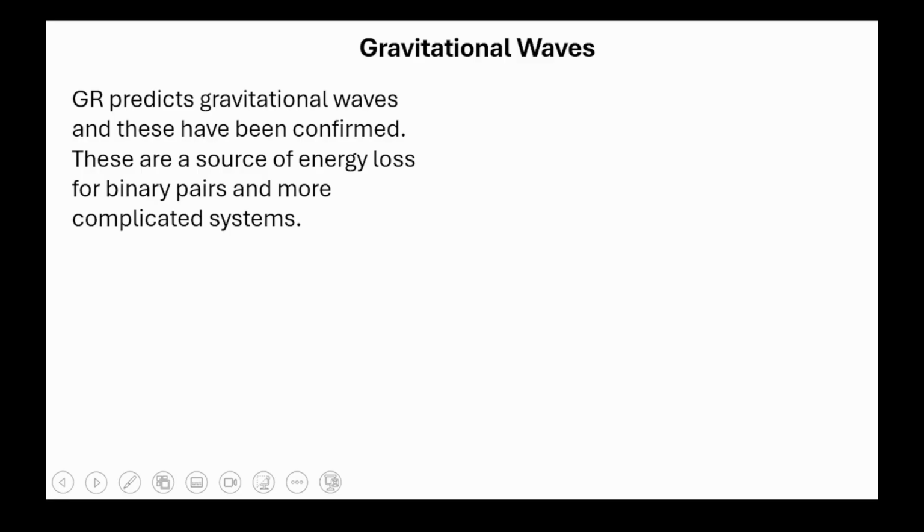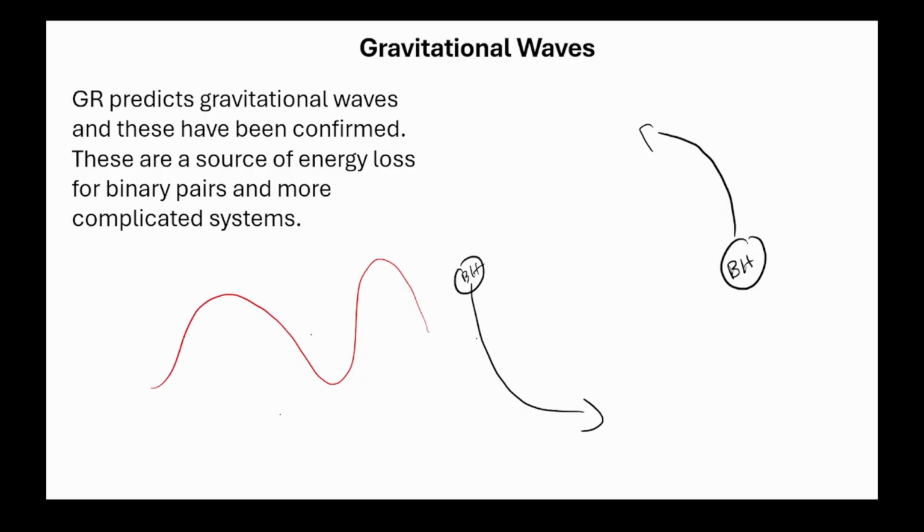Now, general relativity predicts gravitational waves, and these have been confirmed. There's no argument here. And this is a source of energy loss for binary pairs in more complicated systems, right? So if we have a black hole, boy, that's a bigger black hole. They're going to be orbiting around each other, and this orbiting is going to create waves in space-time that are going to basically radiate, and eventually these two are going to lose momentum and fall into and collide with each other.